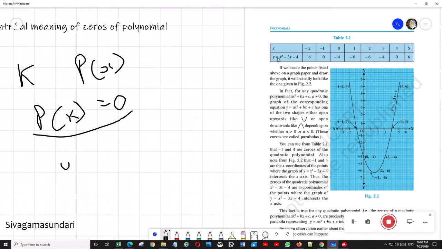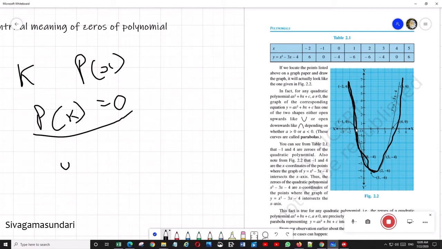So how do we represent this in a graph? We already know how to represent graphical solutions of a polynomial. So we find the zeros, the points, and then locate them in the graph. Now for this graph, the line intersects the x-axis at 2 points, minus 1 and 4.